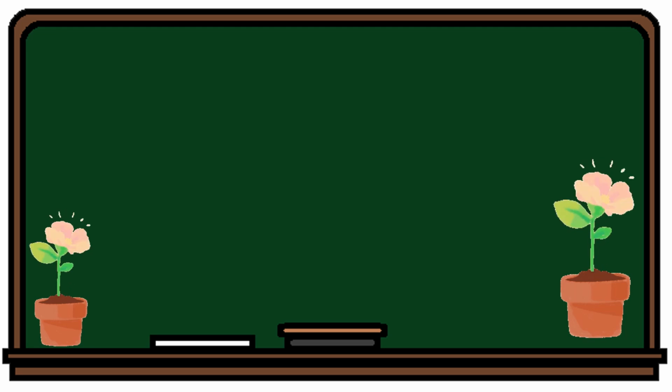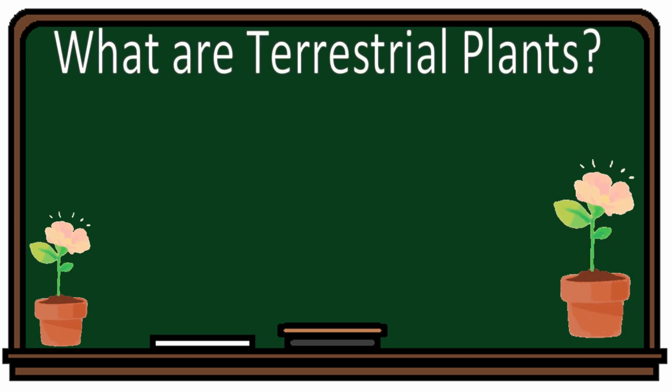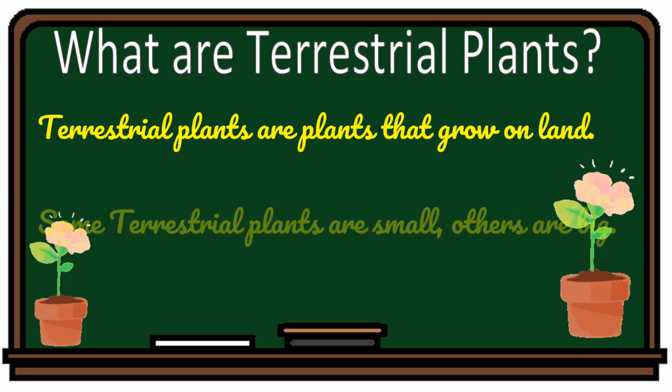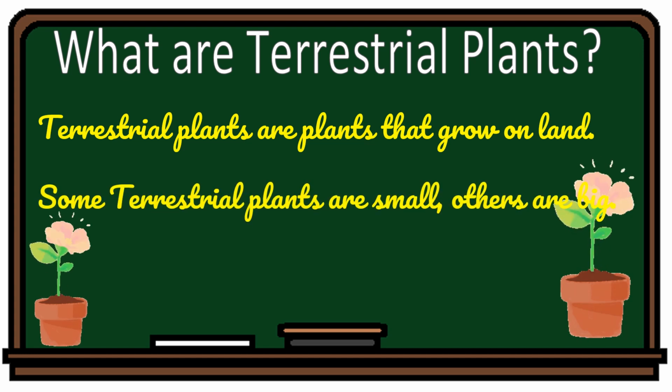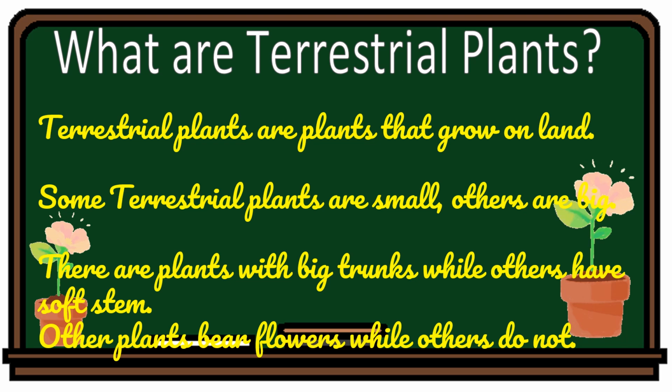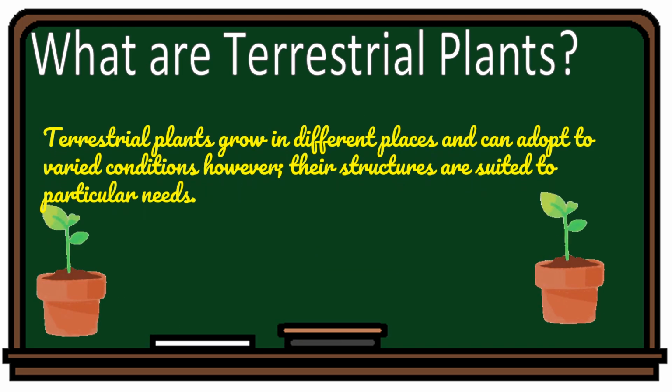After learning the different factors in order for the plant to grow, let us now focus on the specialized structures of terrestrial plants. But what are terrestrial plants? Terrestrial plants are plants that grow on land. Some terrestrial plants are small, others are big. There are plants with big trunks while others have soft stems. Terrestrial plants grow in different places and can adapt to varied conditions. However, their structures are suited to particular needs.